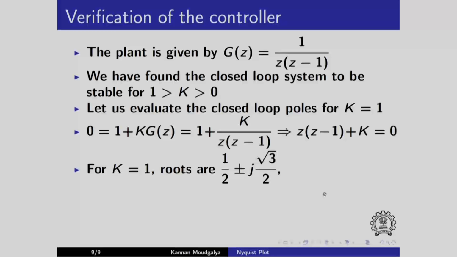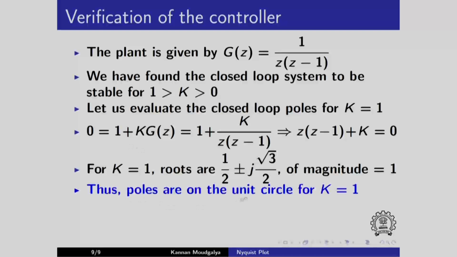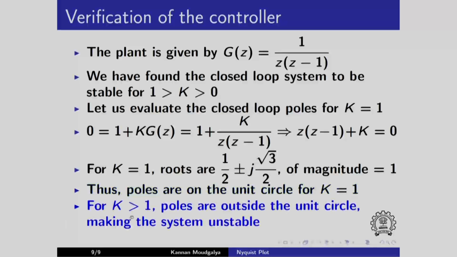What is the magnitude of this? The magnitude is 1 because this will give 1/4, this will give 3/4, together it is 1. Because it is of magnitude 1, this point lies on the unit circle. For k equals 1, the roots are on the unit circle. For any larger value of k, the roots of this equation will be outside the unit circle. So poles are on the unit circle for k equals 1. For k greater than 1, poles are outside the unit circle, making the system unstable.